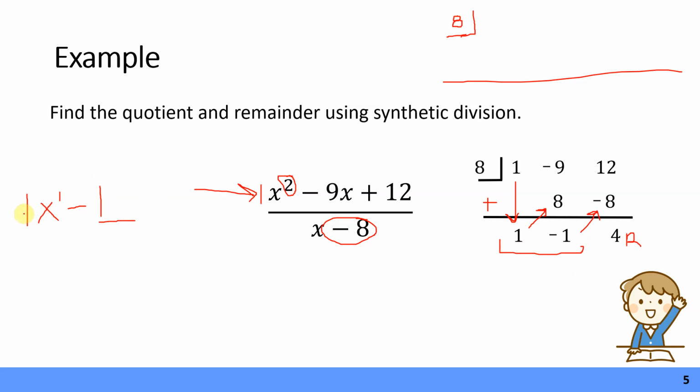Okay? Now, when you have a 1 on the front, you don't need to write it. So my final answer is going to be x minus 1 as the quotient. And then remember, you always have to have plus a fraction. Your remainder goes on top. My remainder here was 4. And on the bottom, you had the original divisor, which in this case was x minus 8. Okay, so that is my final answer.